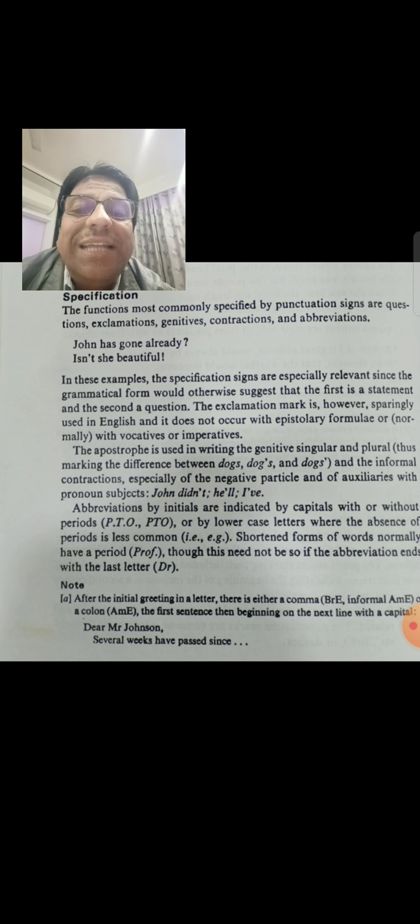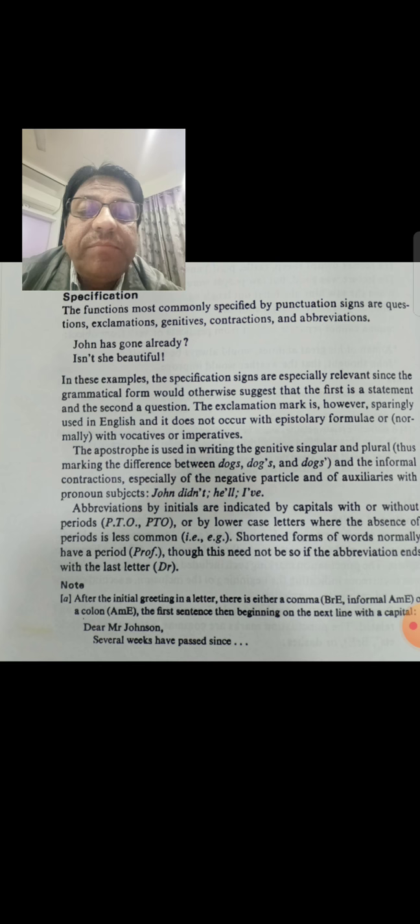John didn't go to the party. So there is an apostrophe, a mark between DIDN and T, which is the contracted form. The contracted form of he will is he apostrophe double L. The contracted form of I have is I apostrophe VE.